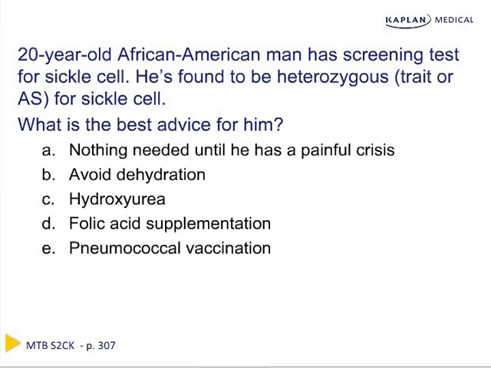So what's the correct answer? It's B, avoid dehydration. The only significant manifestation of sickle cell trait is a defect in the renal concentrating ability, that $10 word we discussed, isosthenuria. These patients will continue to produce inappropriately dilute high-volume urine despite dehydration, so the best advice is to maintain adequate fluid intake. So now that we know that B is the correct answer, let's take a look at why the other answer choices are wrong.